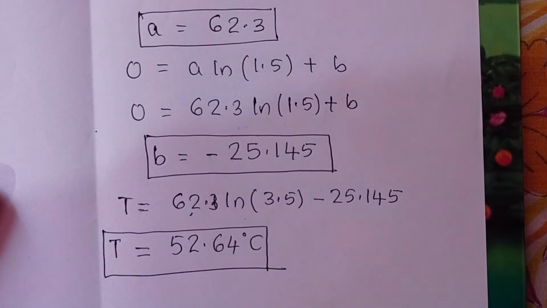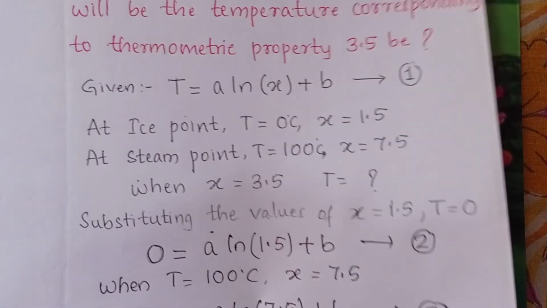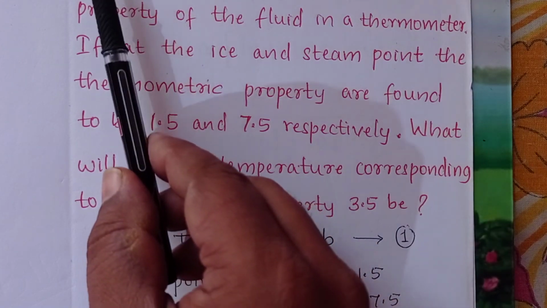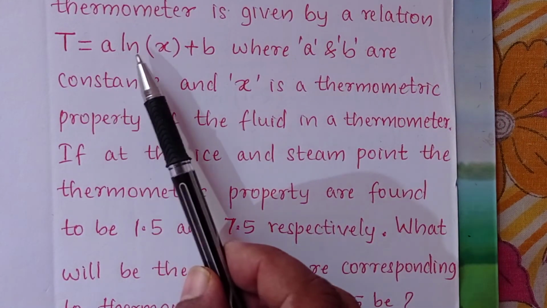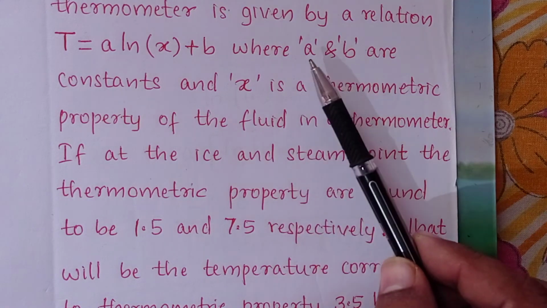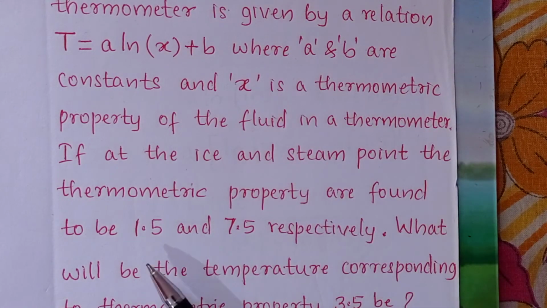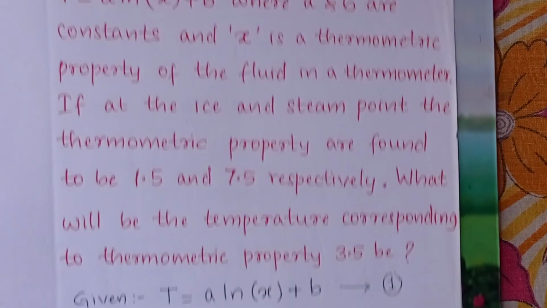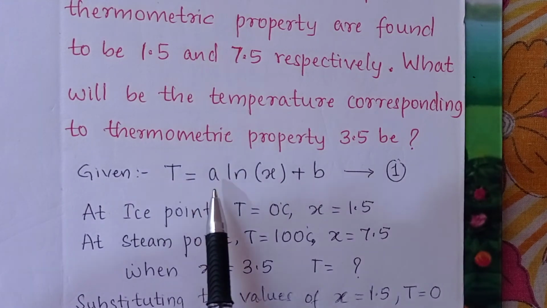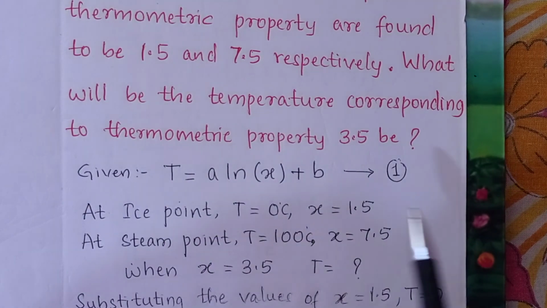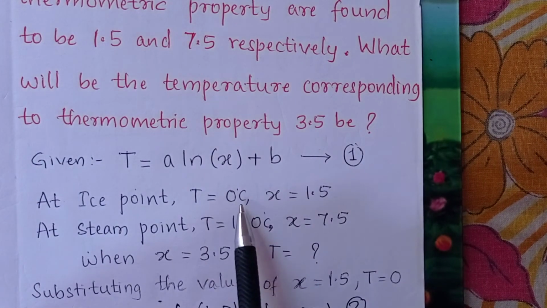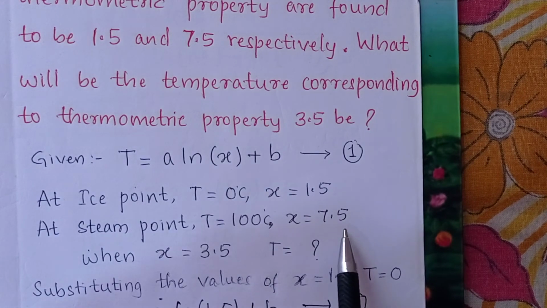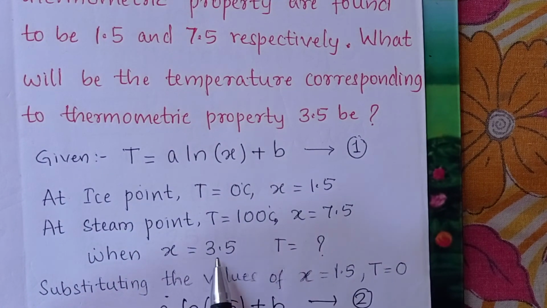So let me repeat what we have done from the first case. Let me take again the problem. It is a temperature scale where T is equal to A ln x plus B. The values of A and B are constant. X is a thermometric property. At ice point the value is 1.5 and at steam point it is 7.5. So I have written the governing equation as T is equal to A ln x plus B, and at ice point, that is T is equal to 0, x is 1.5, and at steam point when T is equal to 100, x is 7.5. We need to find out the value of T when x is 3.5.